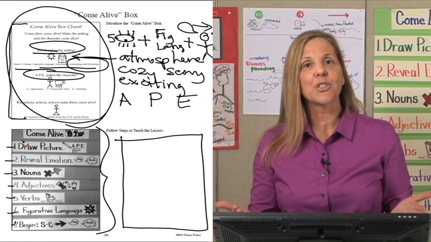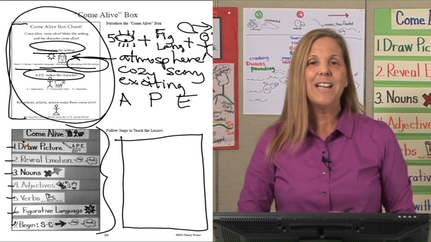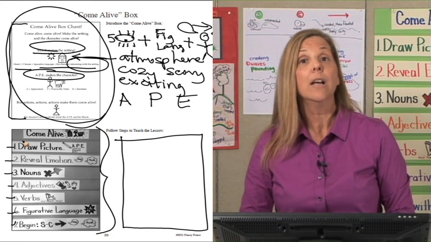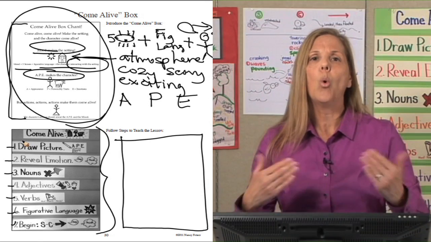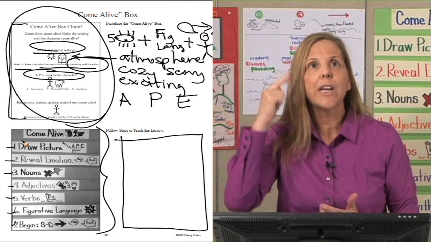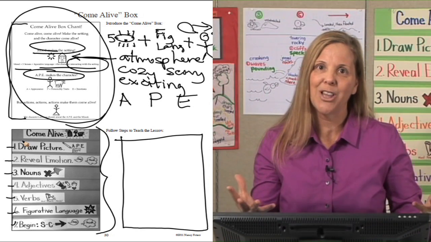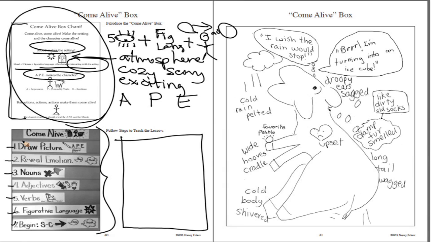We've been reading Sylvester and the Magic Pebble. Let's make Sylvester come alive. Step 1, who are we going to draw? We said that we're going to draw Sylvester. Why are we drawing a picture? Because we need Sylvester to come alive. We need to create a picture, and from that picture, it's going to help us write our come alive box. What personality is going to be revealed in this picture? How is he going to feel?